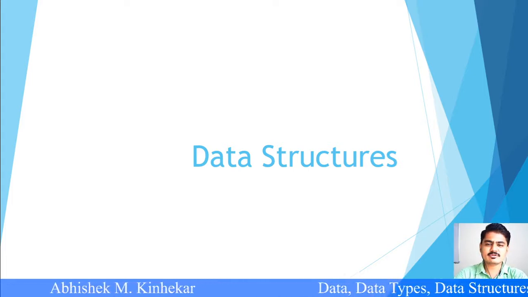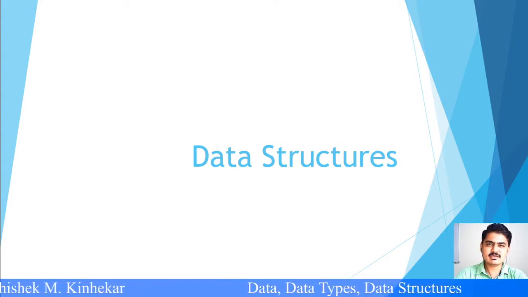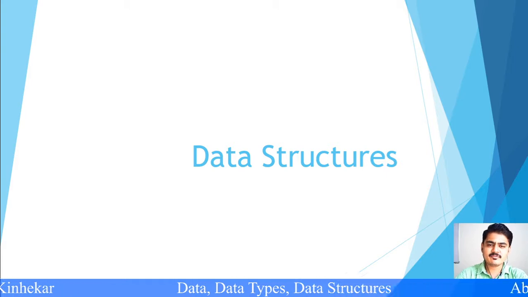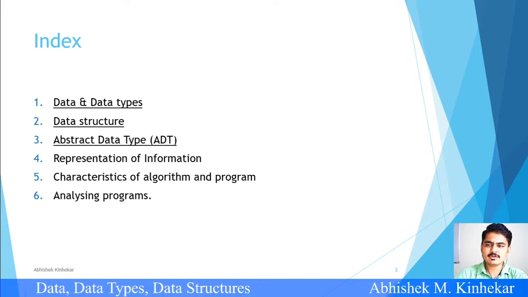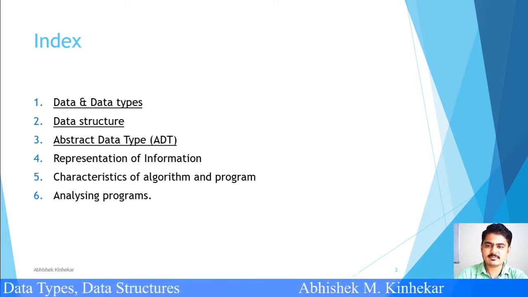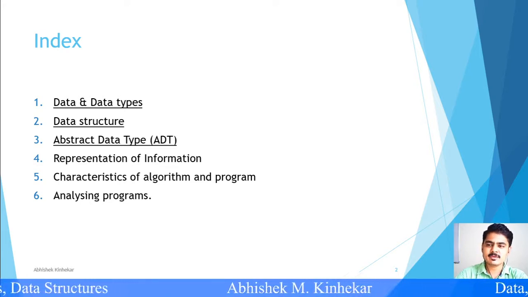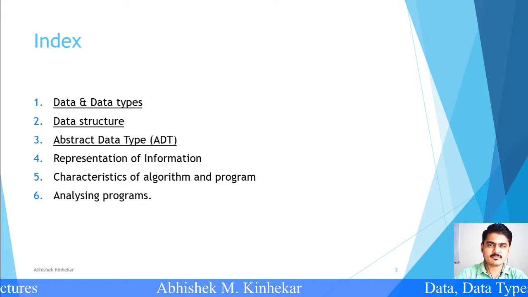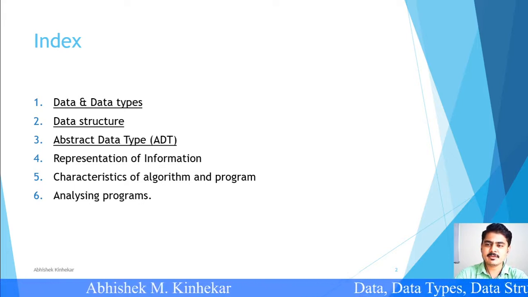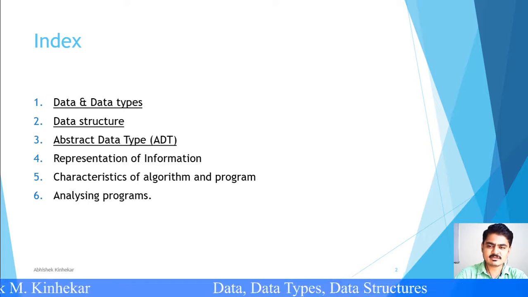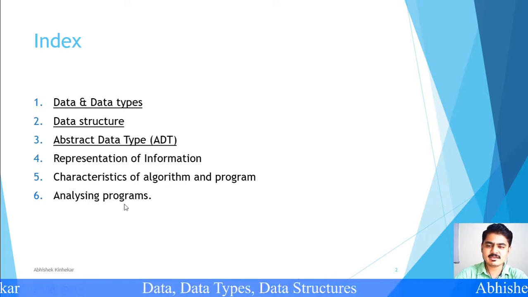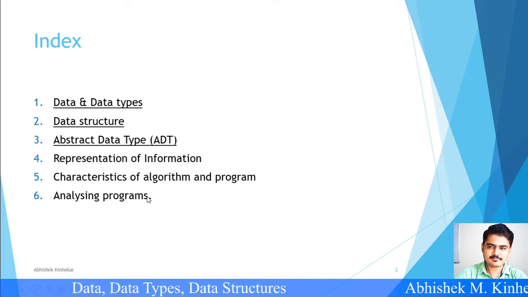As everybody knows, this data structure syllabus is divided into 6 units. The very first unit is itself divided into 6 portions. Those 6 topics are: data and data type, a simple one which everybody knows; second is data structures, from which we will be starting our session today; third is abstract data type; then representation of information, characteristics of algorithm and program, and lastly analysis of programs.